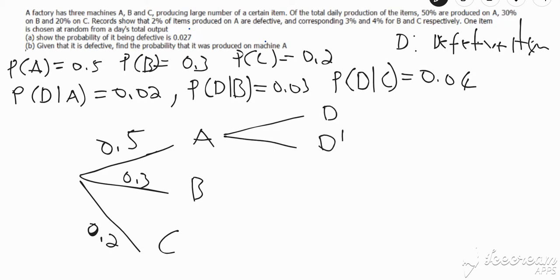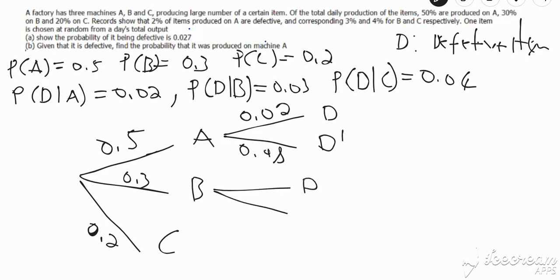Now if an item is produced on machine A, it can either be defective or not defective. And we are told that the probability that it's defective, given that it's produced on machine A, is 0.02. So I'm going to have 0.02 here. Now, of course, from the previous video, we told you that if the probability that the thing is defective is 0.02, then the probability that it's not defective would be 1 minus 0.02. So I'm going to have 0.98.